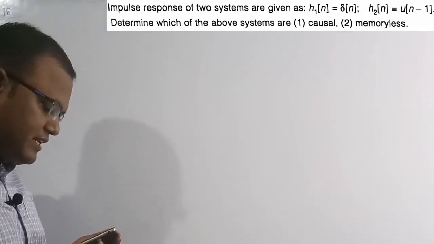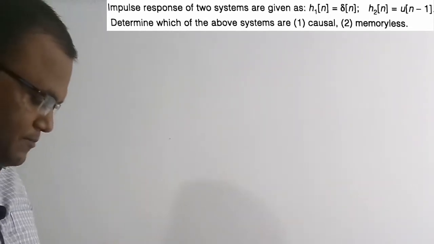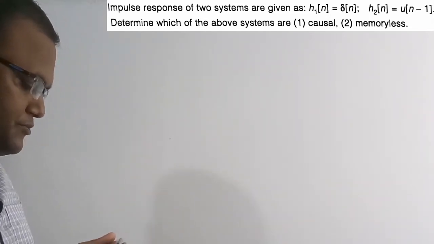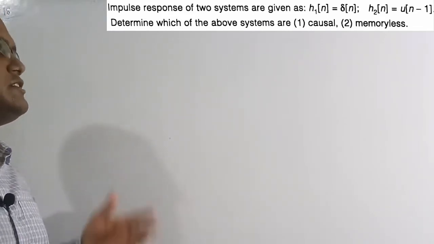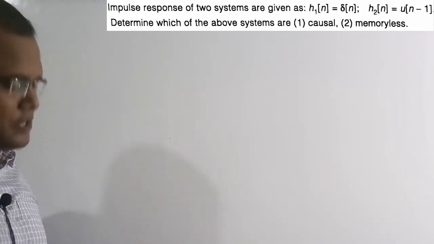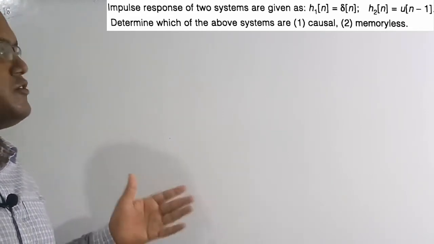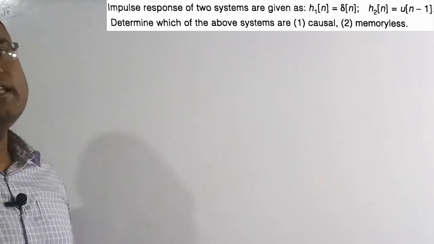See the question here. Impulse responses of two systems are given as h1 of n is equal to delta of n and h2 of n is equal to u of n minus 1. Determine which of the above systems are causal and memoryless. So two systems are given with the impulse response in the discrete time domain, and we have to check the two properties, causality and memoryless. We have to tell which system is causal, memoryless, and similarly for the second system also we have to check these properties.